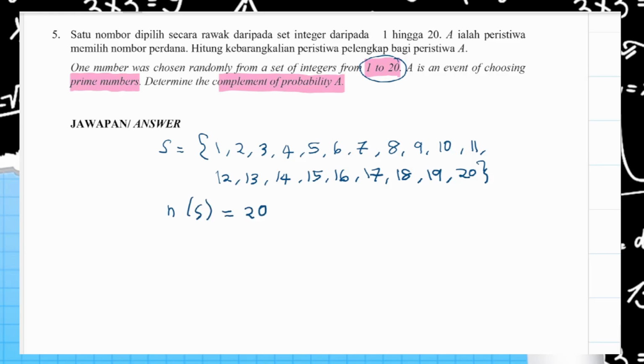Then the question asks you to find the complement of probability A, where A is an event of choosing a prime number. So if you want to find A, A is prime number. Remember what is a prime number? A prime number is a number which can only divide with itself and 1 only.